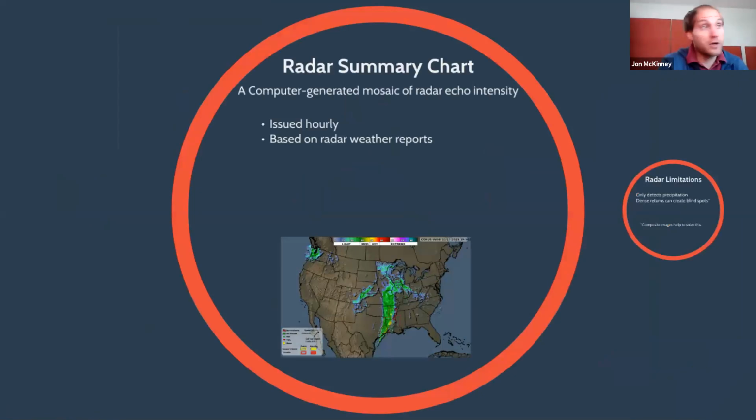So here's a picture of a true radar summary chart. Computer generated mosaic of radar echo intensity. Issued hourly. Yeah, but that's really the old information. If you want to memorize that it's issued hourly, that'll help you pass the ABC multiple guess exam. But to be honest, these things are almost continuous.